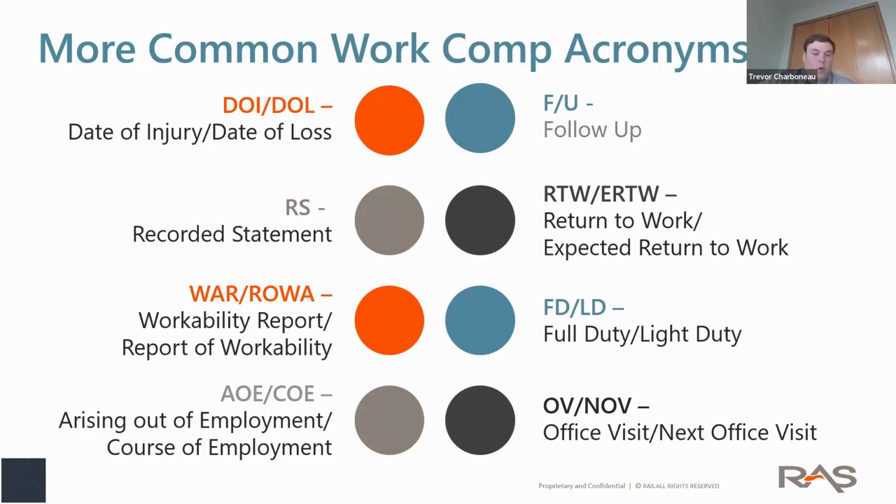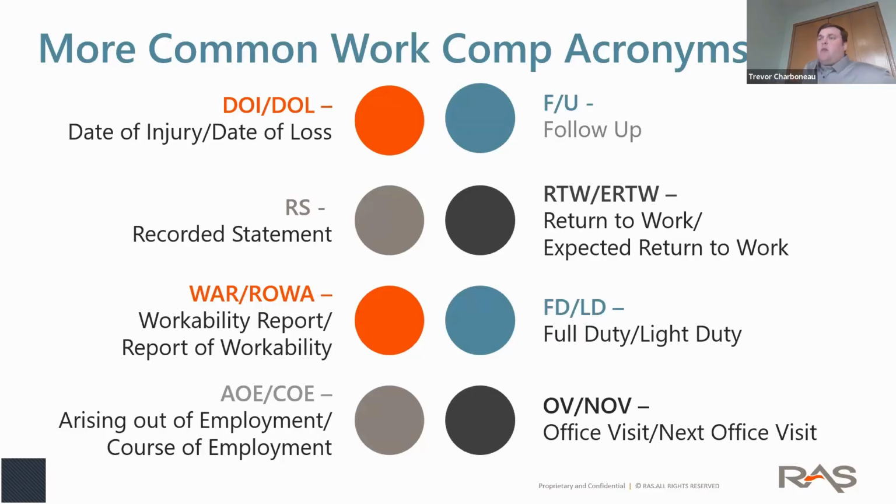Next one is WAR or ROA. This stands for Workability Report or Report of Workability. I don't necessarily like WAR as an abbreviation because there's negative connotations there, but in general, these are just the doctor's notes that your employees get after getting hurt at work. They'll either say we need to take the employee off work, they're working with restrictions, and just give you kind of an update on that employee's medical treatment.